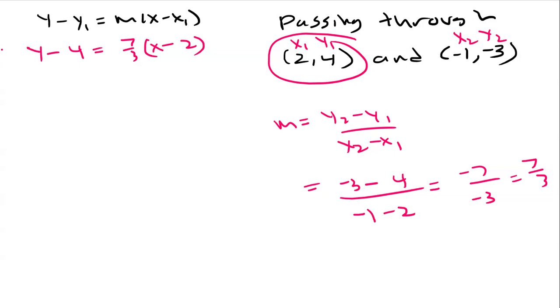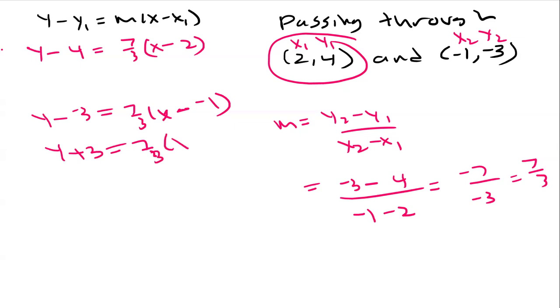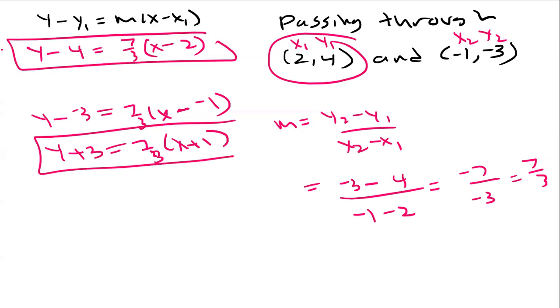If you pick the other one, that's fine. That'll be y minus negative 3, and then x minus negative 1. So that would be y plus 3 is 7/3 times x plus 1. Again, you might say, oh, these are two different. No, they're the same. You just have to solve them for y, and you'll get the same result.